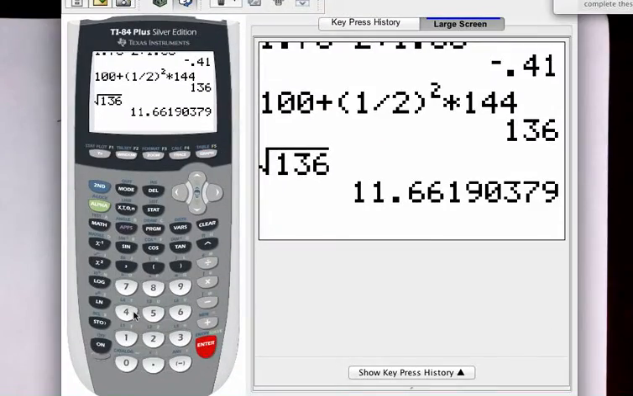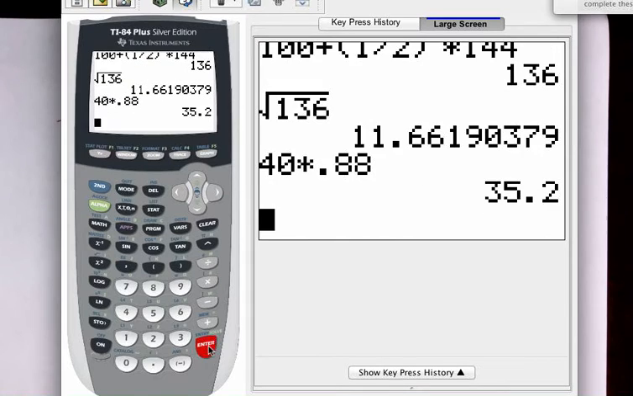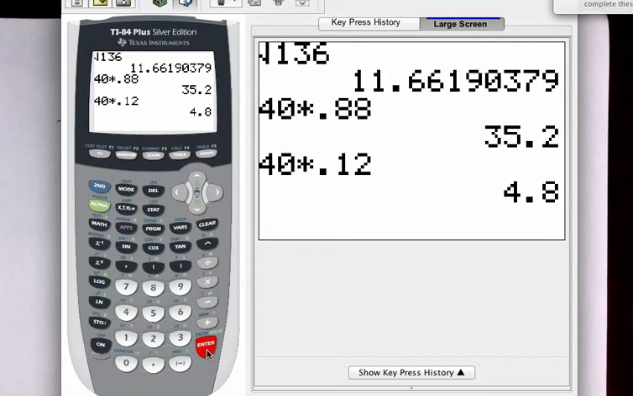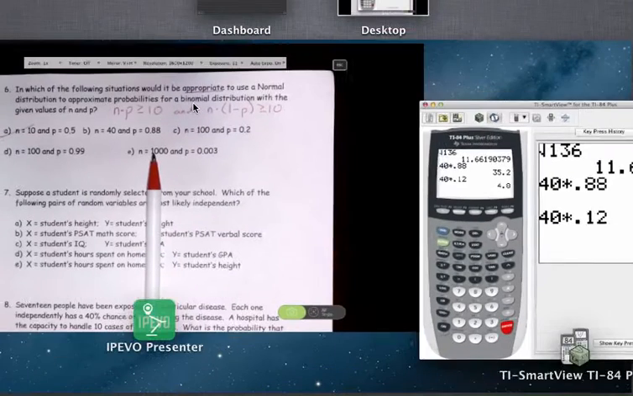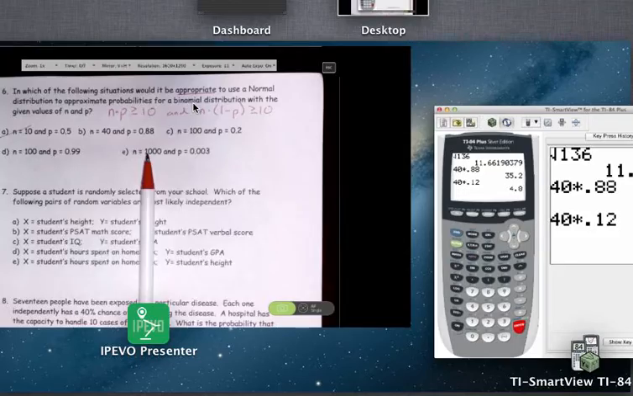Take a look. So here's the 40 times the 0.88. This would be the number of successes in this case. Yes, that does exceed 10. However, 40 times the probability of failure, that would be 40 times 0.12. That only gives us 4.8 failures. Notice there were a total of 40 trials, so once I knew there were 35.2 successes, I can just subtract the 35.2 from 40. That will give me my expected number of failures. So answer B is also out.